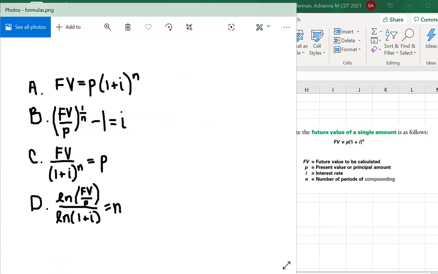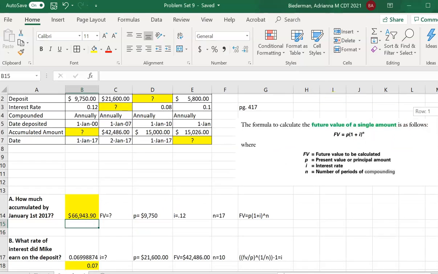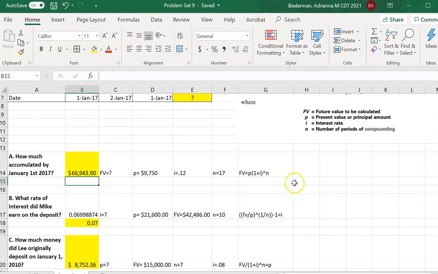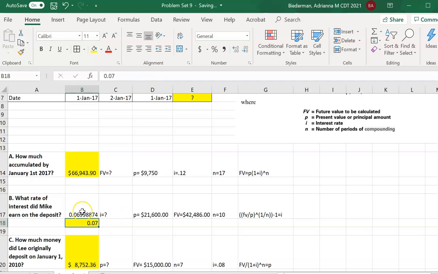So there's that. We'll go back to this. So basically, you can see what I've done here. Same thing you just saw, but this is in Excel format. Make sure you have the 10 years put here. This is the future value divided by the original amount raised to 1 over 10, subtract 1. That's going to give you 0.069, or I rounded up, 0.07, which is a 7% interest rate.